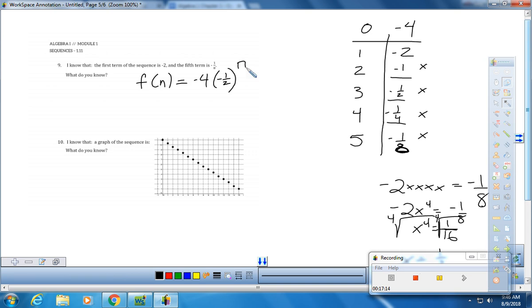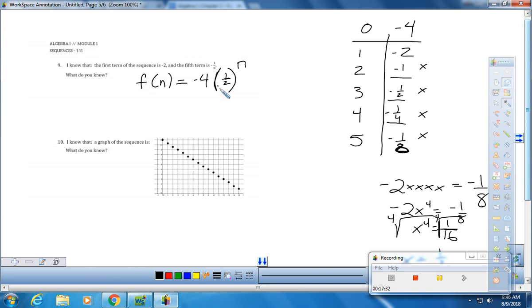Works for 0. Put in a 1. Negative 4 times negative 1 half. Let's see. This should be a positive. This shouldn't be negative. Good. Good thing I checked my answer there. Correct. Because each time we're multiplying it by positive 1 half.